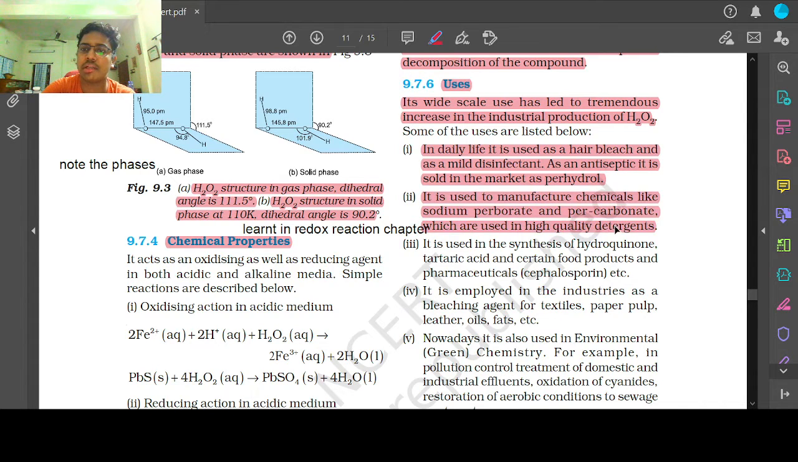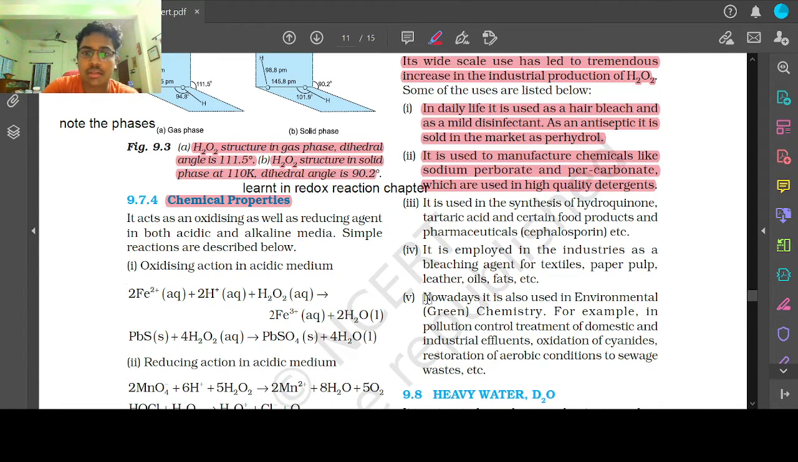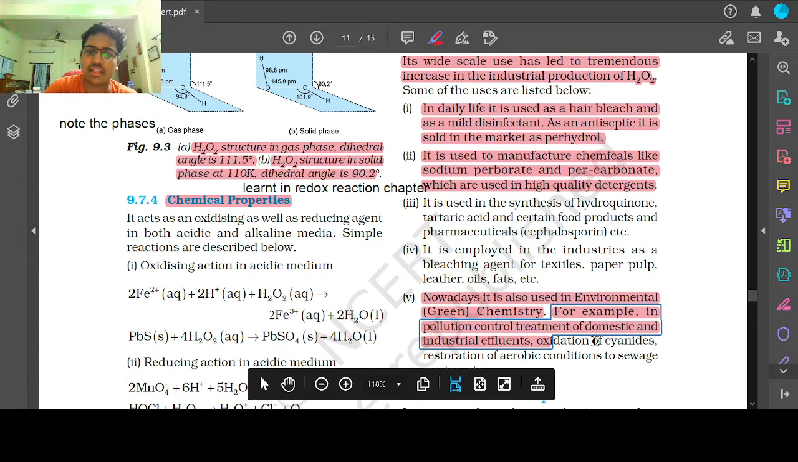Okay. So it is used in the manufacture of chemicals like sodium perborate and sodium percarbonate. It is used in high quality detergents. Those sodium perborate and percarbonate are used in high quality detergents. Nowadays it is also used in environmental chemistry. For example, in pollution control, treatment of domestic and industrial effluents, oxidation of cyanides, and restoration of aerobic condition of sewage.